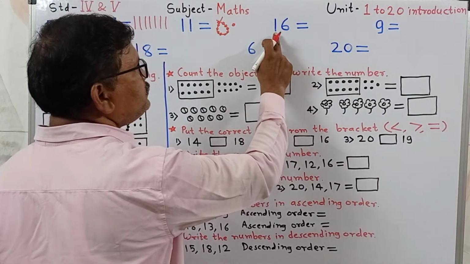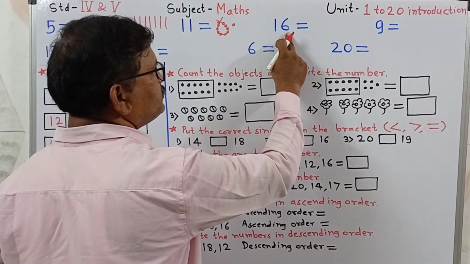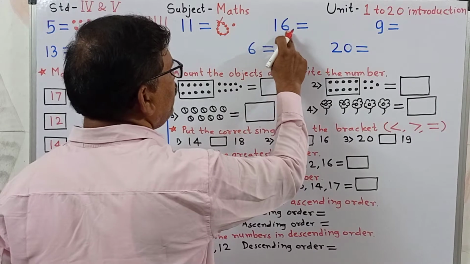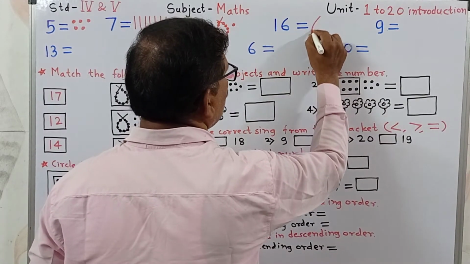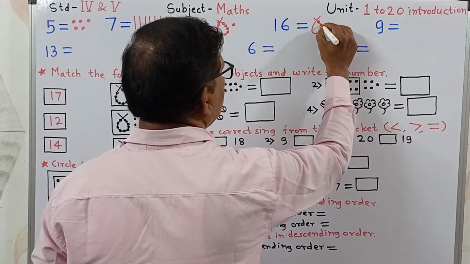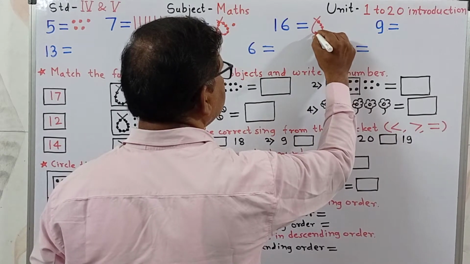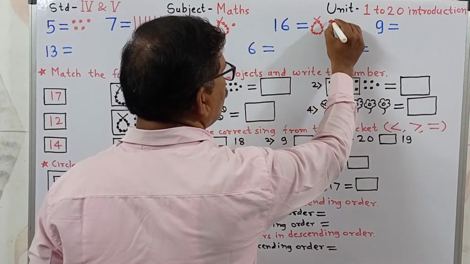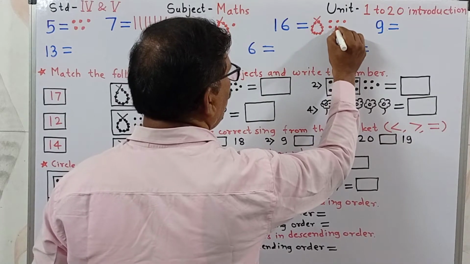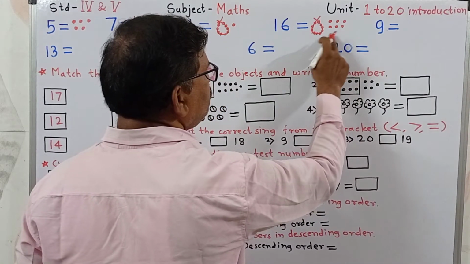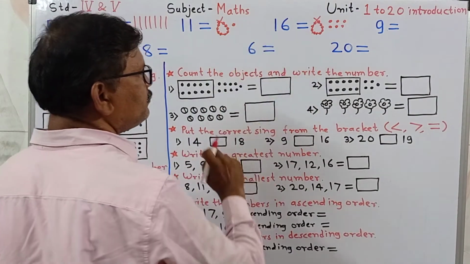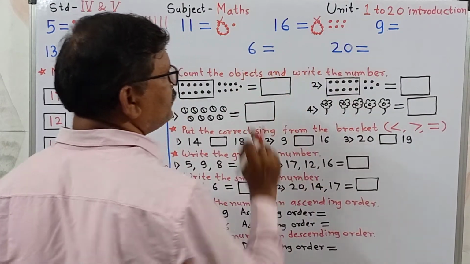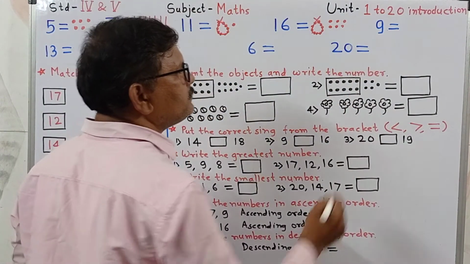16. 16 means 1 ten and 6 units. Units or ones. Okay. So draw here is tens. 1, 2, 3, 4, 5, 6, 7, 8, 9, 10. This is 1 ten. 6 units. 1, 2, 3, 4, 5, 6. 1 ten, 6 units. 16. Okay?